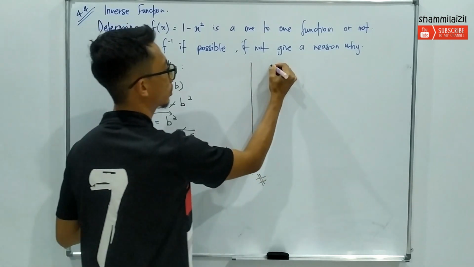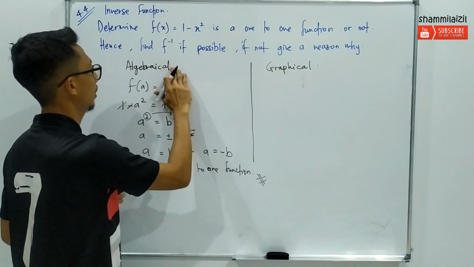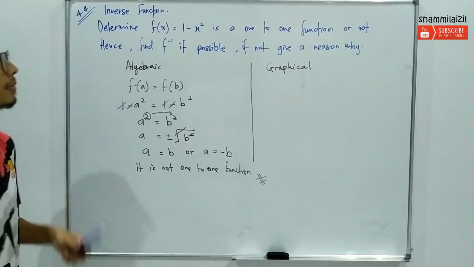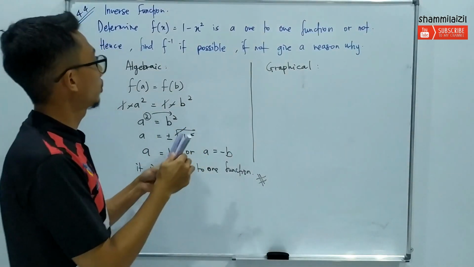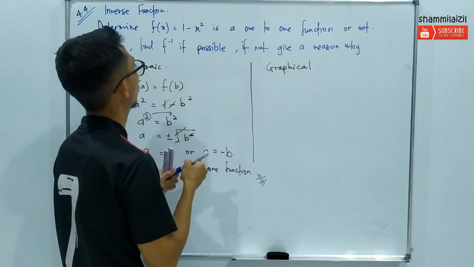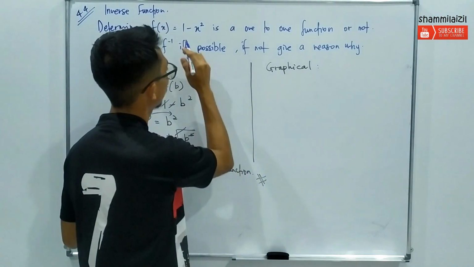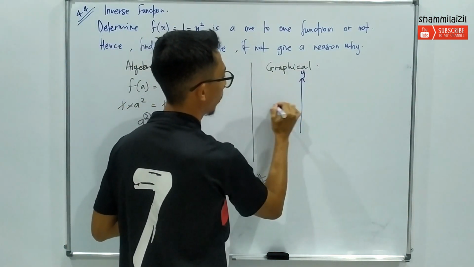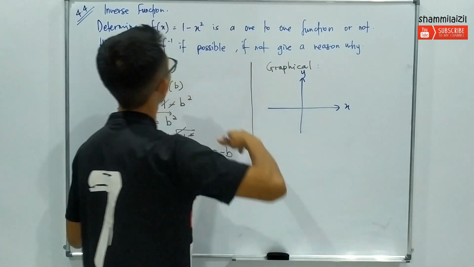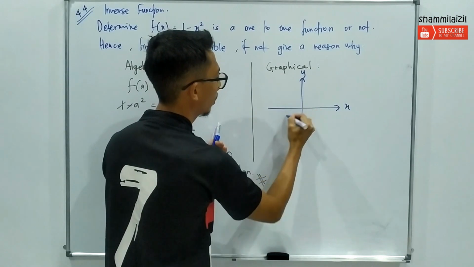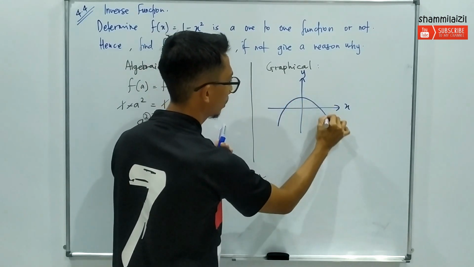If you don't want to use this method, it's not going to be a problem. You can use the graphical method. Algebraic, graphical. To do the graphical method, you need to sketch the graph. I'm going to skip the method on how to sketch the graph because I taught you already about this one. So the graph will be like this. Y, X, it is going to be somewhere here. So something like this. This is the graph.